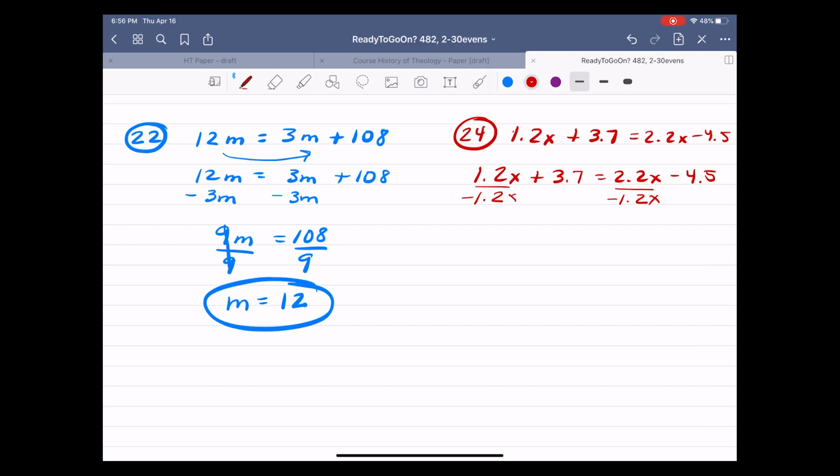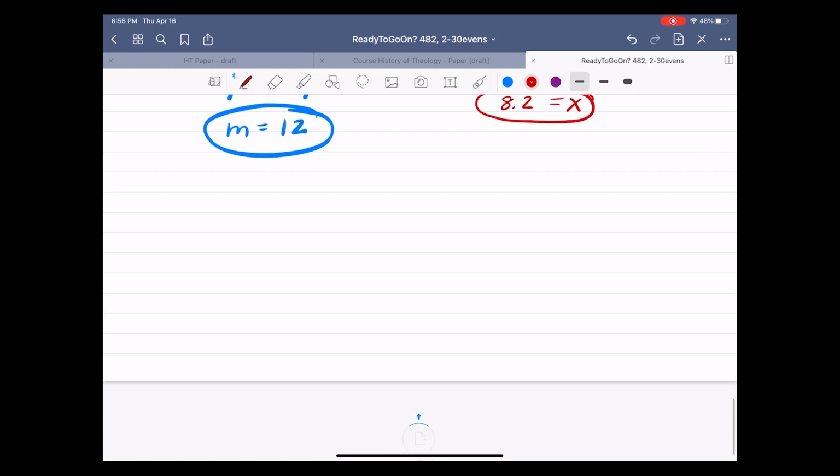So I'm going to be left with 3.7 equals 1x. 2.2 minus 1.2 is going to be 1x minus 4.5. Now I want to get rid of the negative 4.5. I'm going to add 4.5 to the right, and I'm going to add 4.5 to the left. This is going to give me 8.2 equals x. Number 24, x equals 8.2.